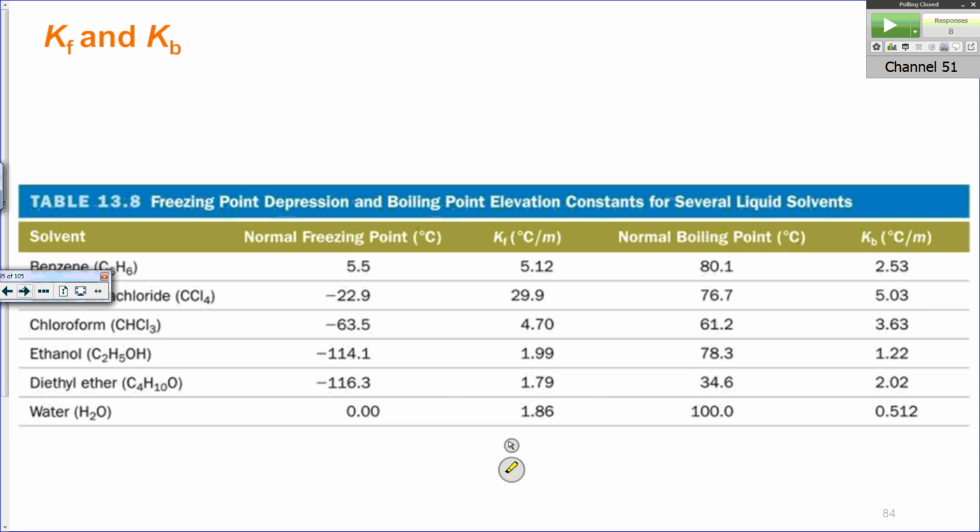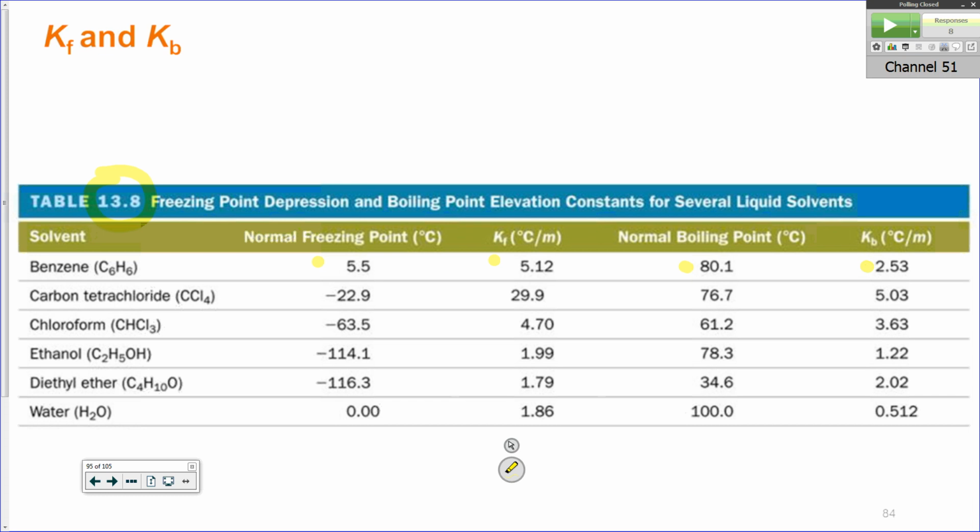So this table is one you may need to refer to for some of your Mastering Chemistry problems. It lists some common solvents that we use. It gives us their normal freezing points, and it gives the K sub F values as well as normal boiling points and K sub Bs. K sub Bs are for boiling points. We'll introduce that in a slide or so. And you can see that some of these things have a very significant impact.